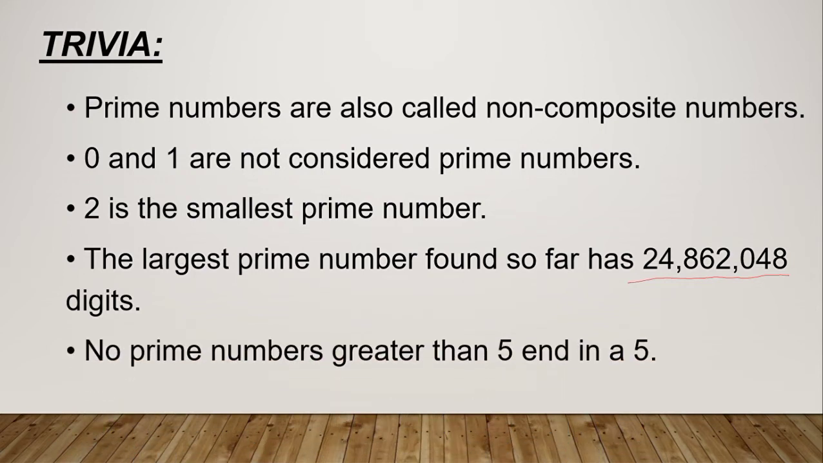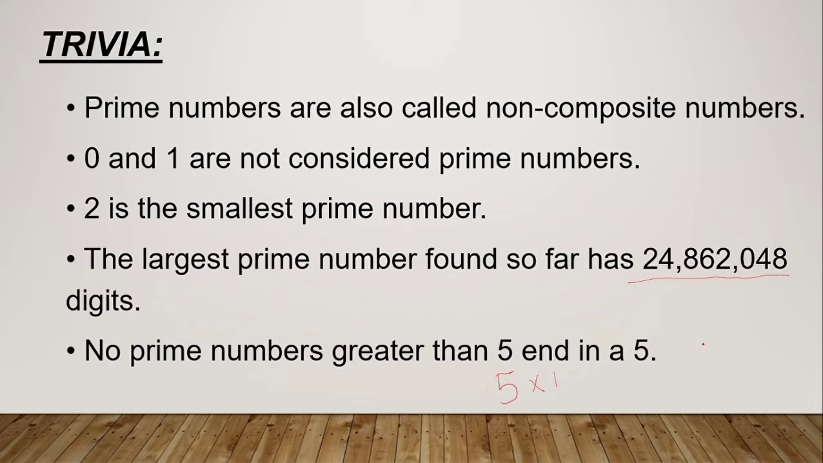No prime numbers greater than 5 end in 5. We're going to prove this one. So 5, we all know that the factors of 5 are only 5 and 1, right? So this is a prime number. So it says that there are no other prime numbers that end with 5.